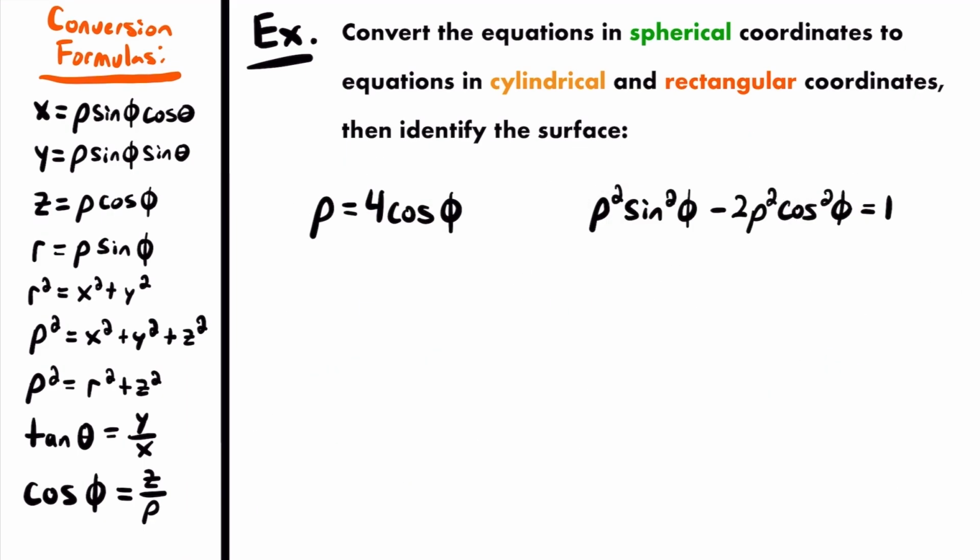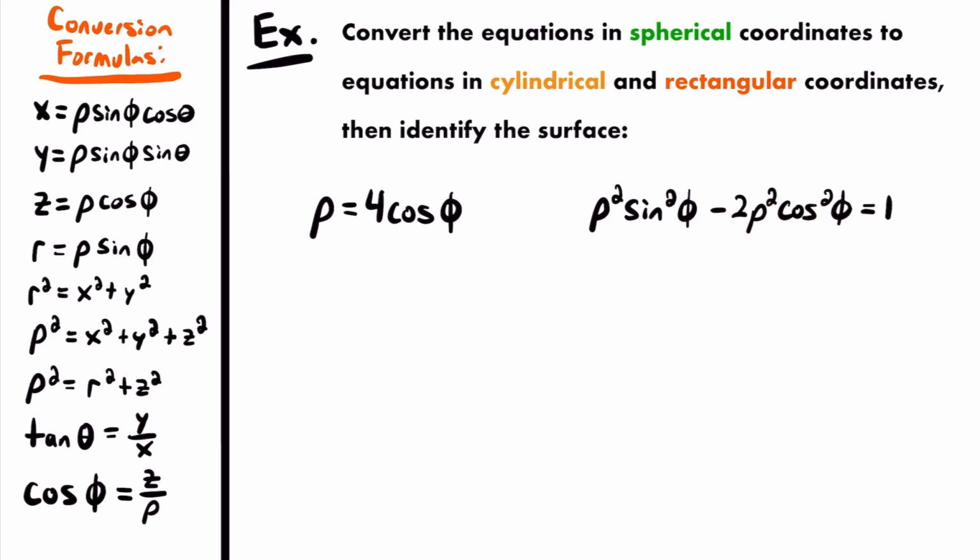All right, so for our last example, we once again want to convert the equations in spherical coordinates to equations in cylindrical and rectangular coordinates, and then identify the surface. And we have rho equals 4 times cosine of phi, and rho squared times sine squared of phi minus 2 times rho squared times cosine squared phi equals 1.